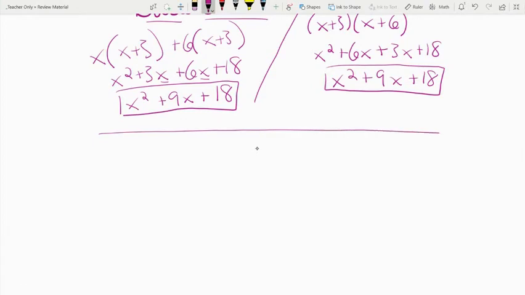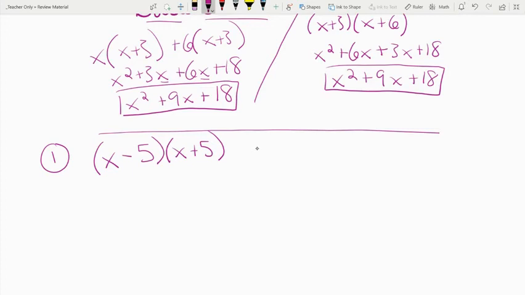Some special situations with multiplying binomials. One of them, situation 1, is when we have what's called multiplying the difference of squares. We've got x minus 5 and x plus 5. If you ever see this format, you are always going to get the same type of answer. And let's talk about what that is.